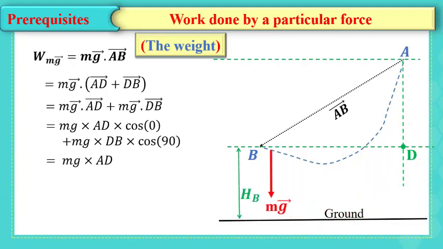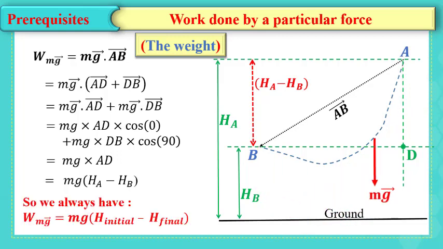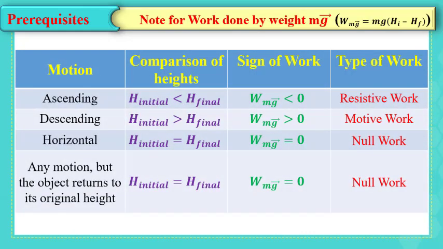Naming the heights of B and A respectively as HB and HA, we can write this rule as mg into (HA minus HB). So we always have the work done by mg, which is a constant force, equal to mg into (H initial minus H final). Note that the work done by weight has different types according to H initial and H final.